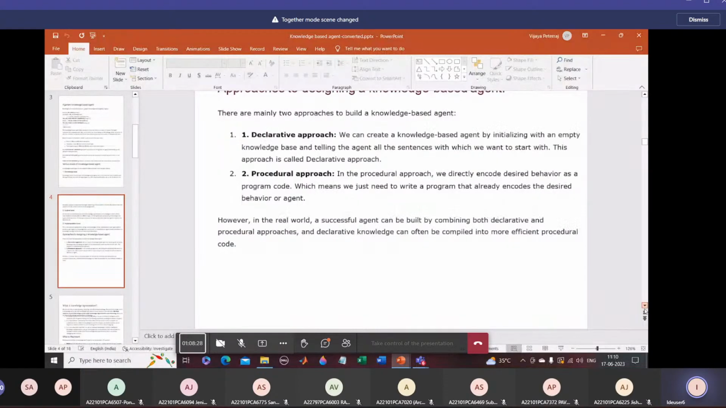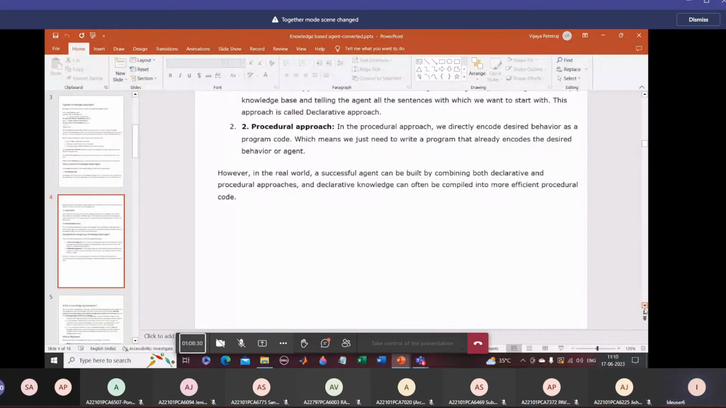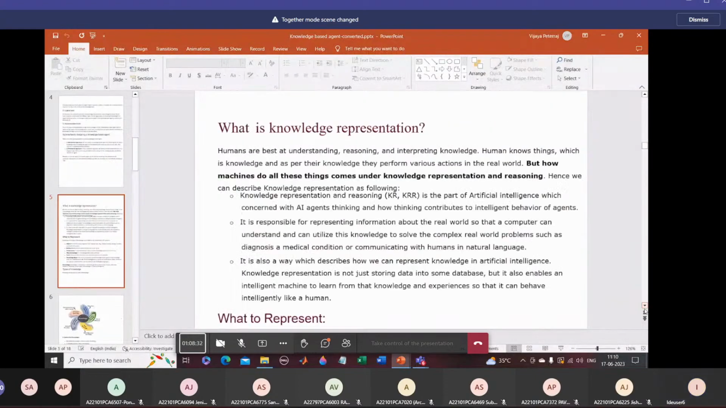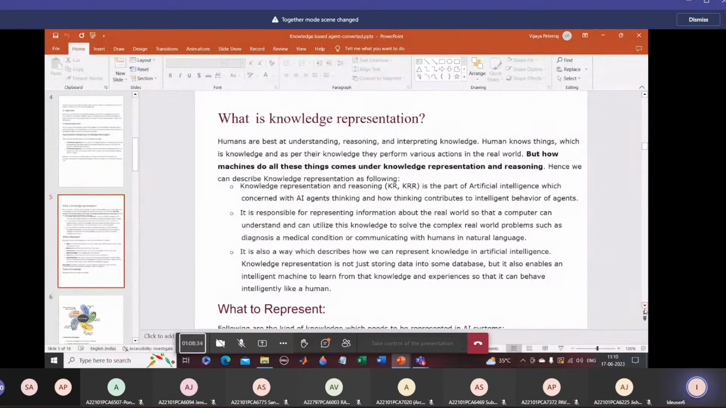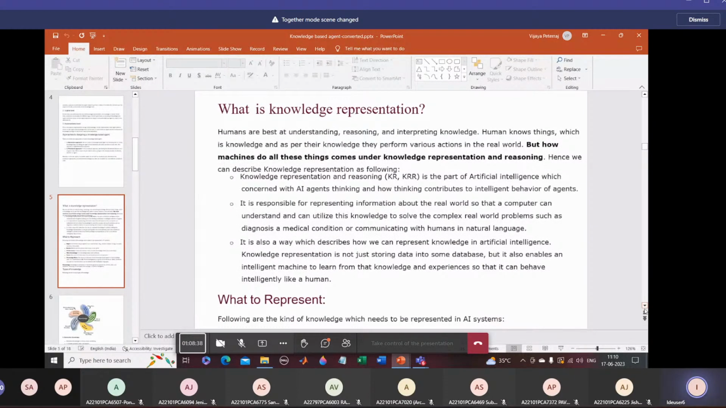And then what is knowledge representation? Humans are the best at understanding, reasoning, and interpreting knowledge. They know things, which is knowledge, and as per that knowledge, they perform various actions. But how do machines do all these things? That only comes under knowledge representation and reasoning, because in AI, whatever knowledge we have, in a similar way we are making the machines act, right?